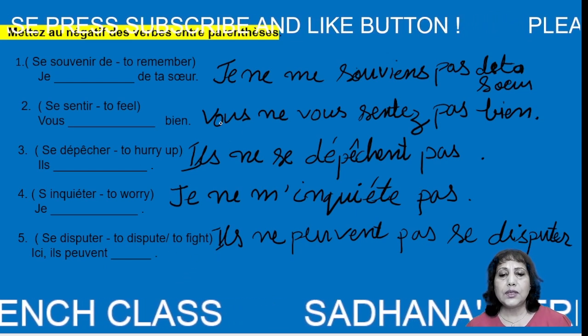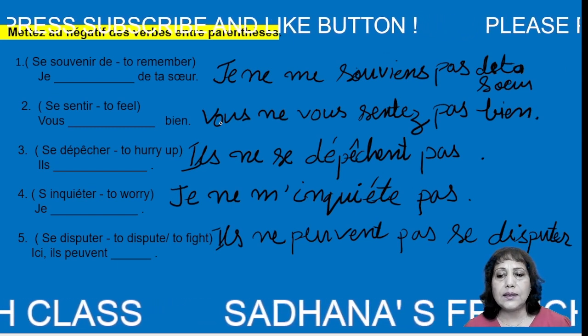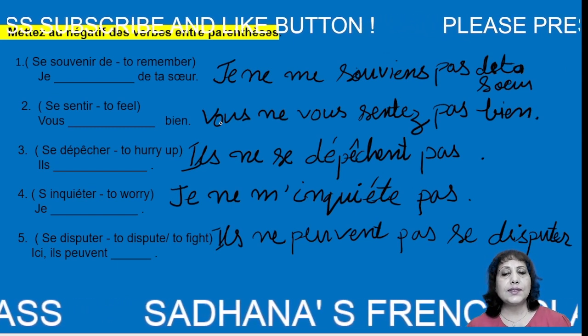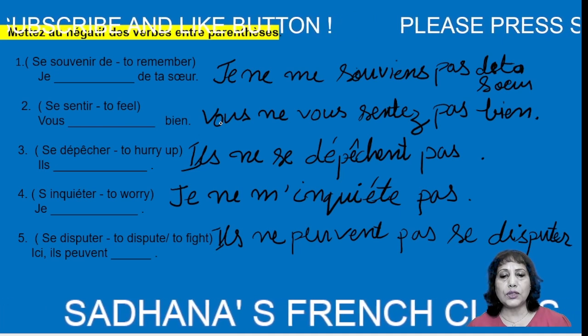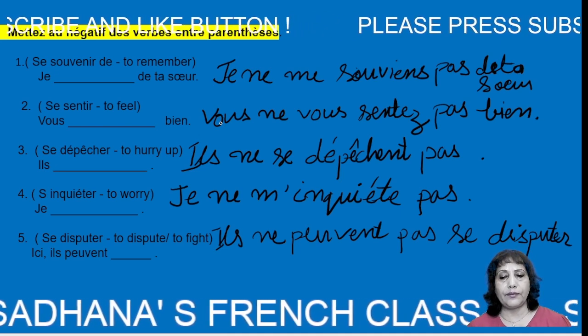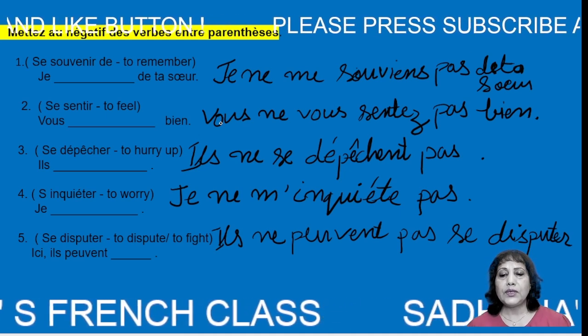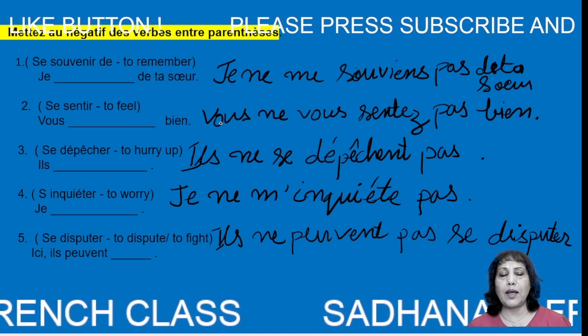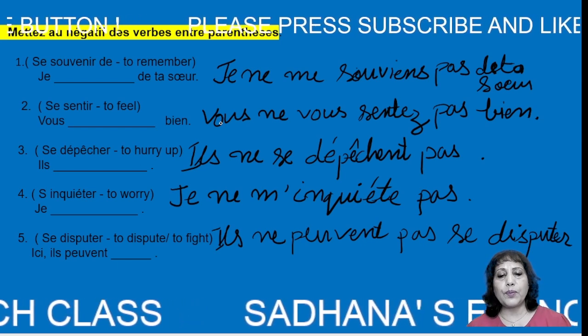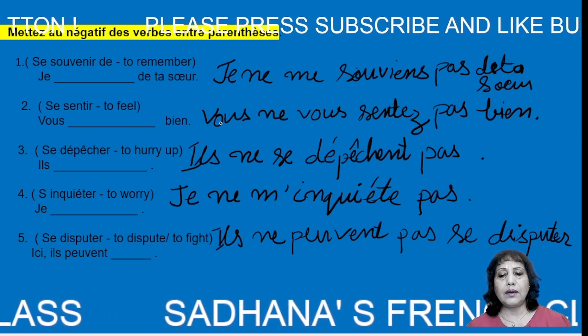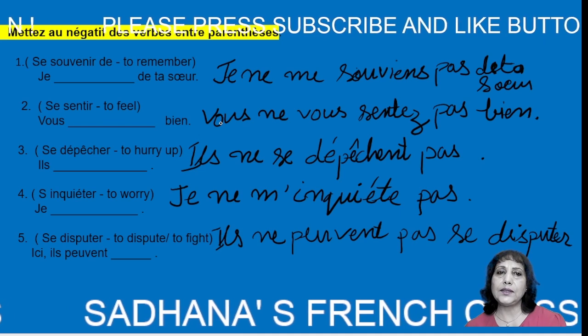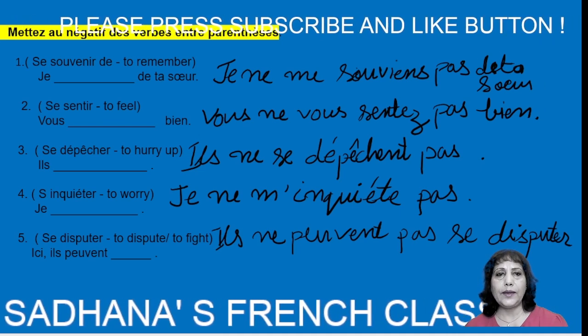So I will just tell the meanings. Je ne me souviens pas de ta sœur. I don't remember your sister. Vous ne vous sentez pas bien. You're not feeling well. Il ne se dépêche pas. They are not hurrying up. Je ne m'inquiète pas. I'm not worrying. Ils ne peuvent pas se disputer. They are unable to fight each other, or they cannot fight each other. Okay?